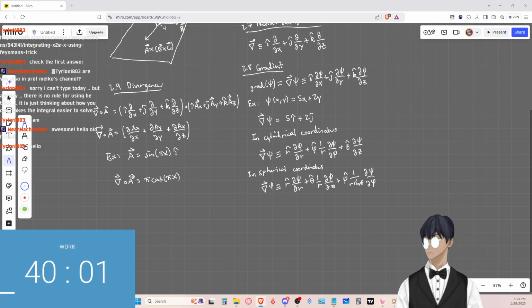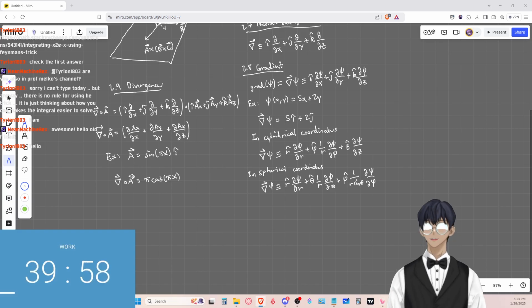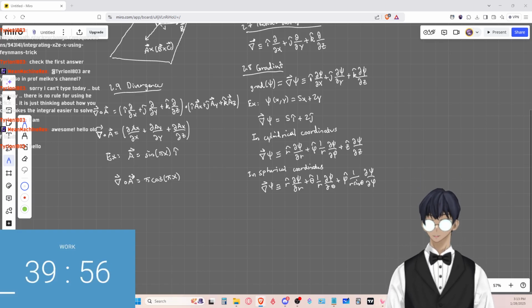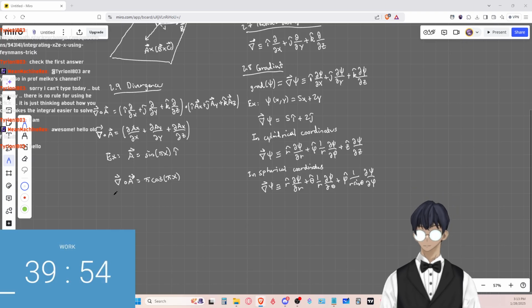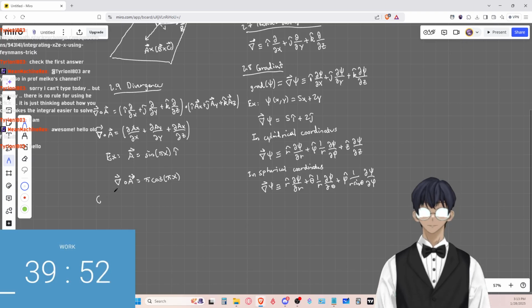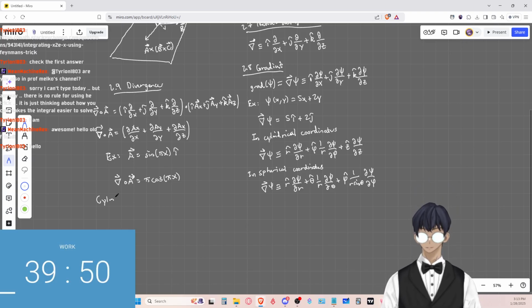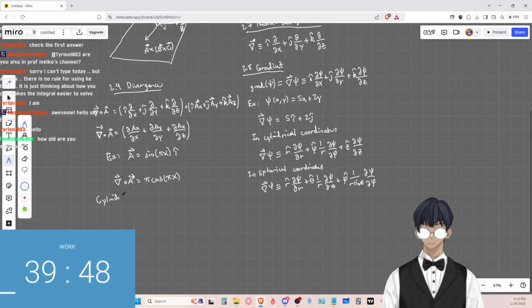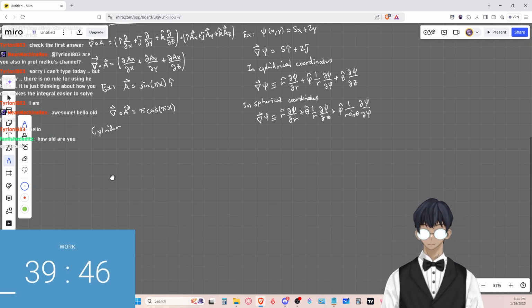And here we go. Now they introduce the divergence of these coordinates. So cylindrical. Actually, I'll move this up for you guys.